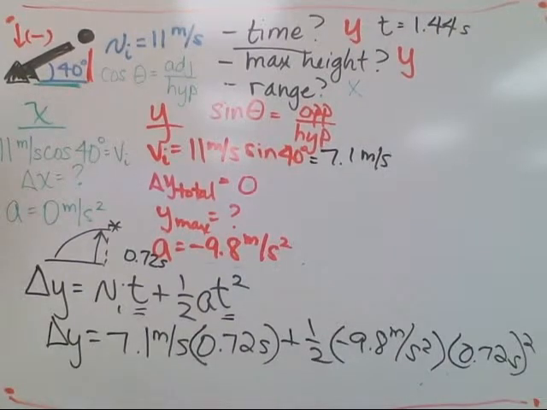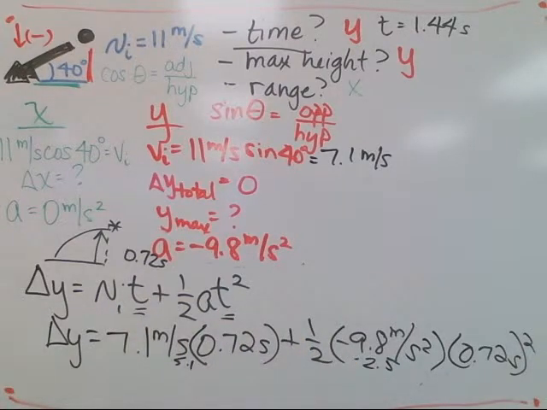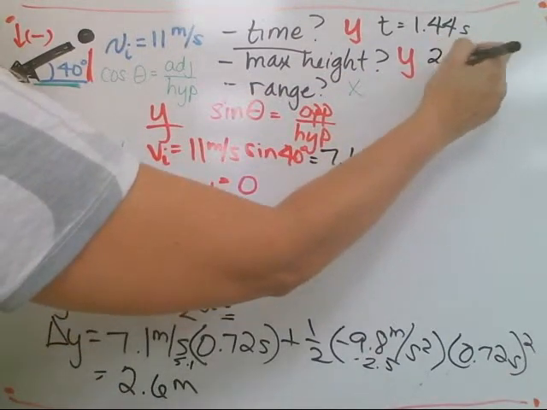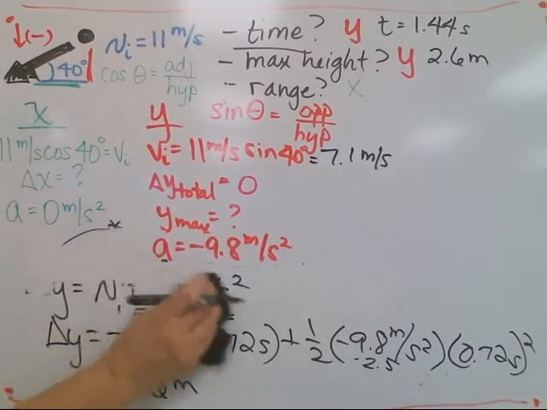We get 7.1 times 0.72, about 5.1. 9.8 times 0.5 times 0.72 squared gives us about 2.5. And so it's 5.1 minus 2.5, right? Because that will be a negative number. 5.1 minus 2.5. I should have been able to do that in my head. And we get 2.6 meters. So that's our maximum height. 2.6 meters. Okay, almost there. Let's get rid of this now.